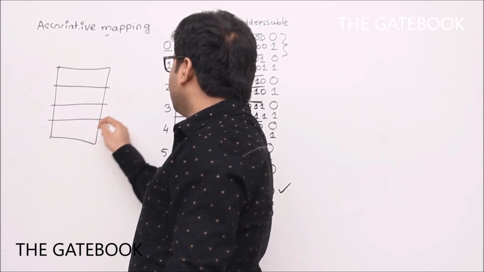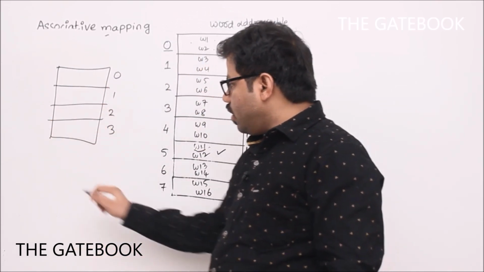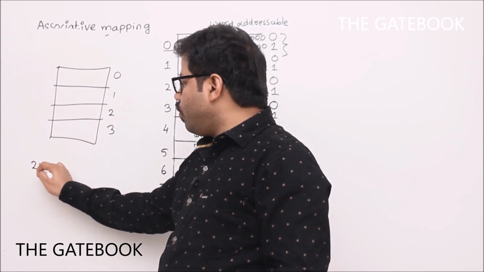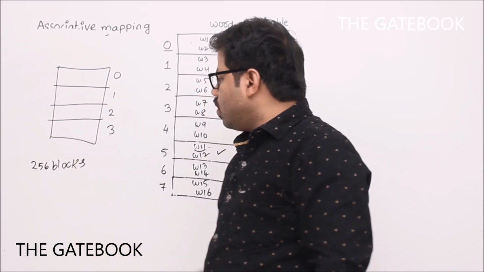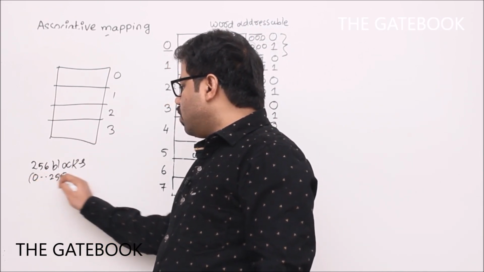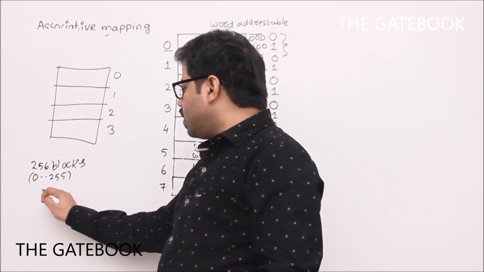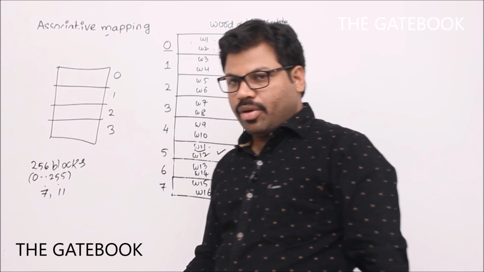0, 1, 2, 3. Okay, and let's say main memory contains 256 blocks. Okay. Now they are numbered 0 to 255. Now the memory references are, let's say 7, 11. These are all block numbers. Okay, main memory block numbers.